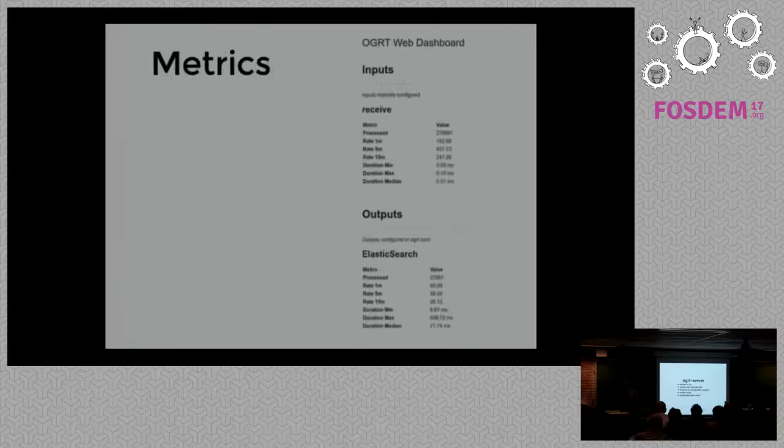It has a tiny embedded web server, which displays metrics. So in this case, at the moment, it has only one input. So you see how many packets it processed, what was the rate per second of the packets, how long did it take. Important to notice that the input, because it only copies data to a buffer, is very quick, very fast. And here you have an Elasticsearch output configured in the bottom, and you see the stats there.